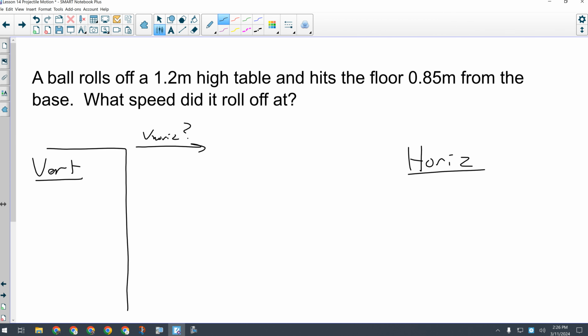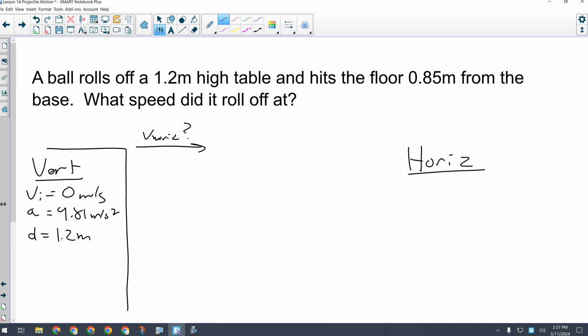Since it's projected horizontally, what's my initial vertical velocity? 0 meters per second. What's my acceleration? 9.81. It's gravity. Unless you're told otherwise, that's the number. At this point, we also know that the table is 1.2 meters high, so we know how far it's going to fall down. We know those three things.